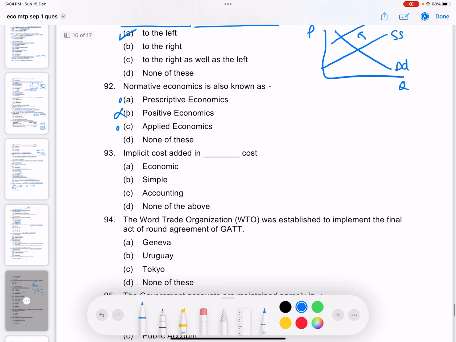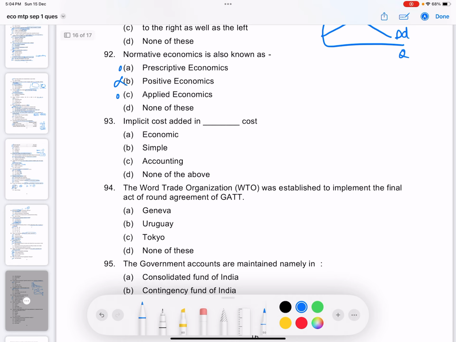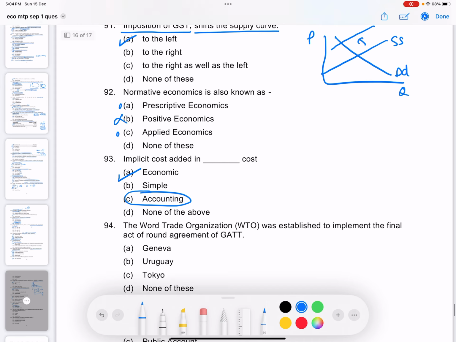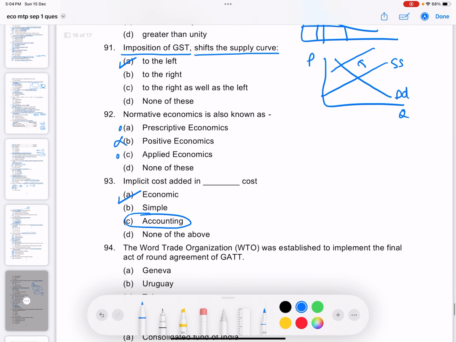So yeah, implicit cost is added in, explicit cost is added in accounting, but implicit cost is added in economic cost. Implicit cost is, so if I am a business person, we had a question about cost, I'll go back there as well.